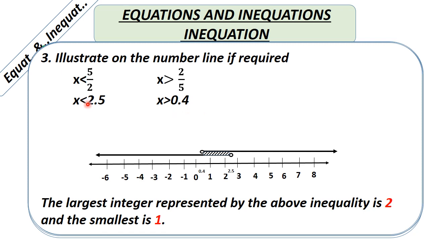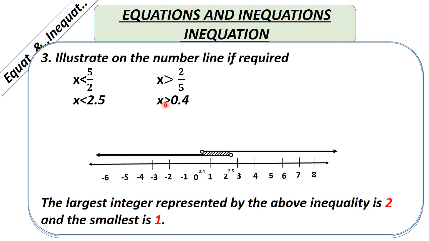2.5 means it's 2, then somewhere between 2 and 3. 0.4, we know that it's near 0.5. 0.5 is between 0 and 1, and 0.4 is just a bit behind. So we can just approximate where 0.4 is on the number line. So draw a number line. We start with x less than 2.5. So 2.5 is somewhere here. That's where we're going to have an open circle because there is no equal to.